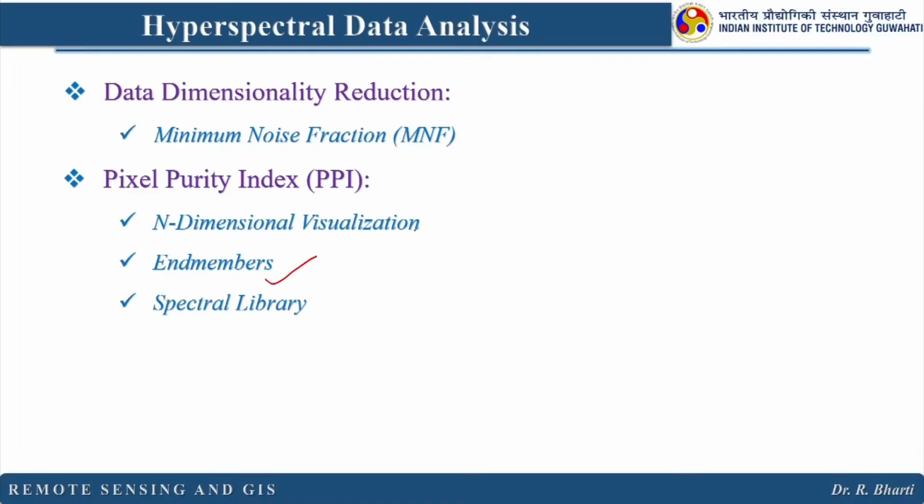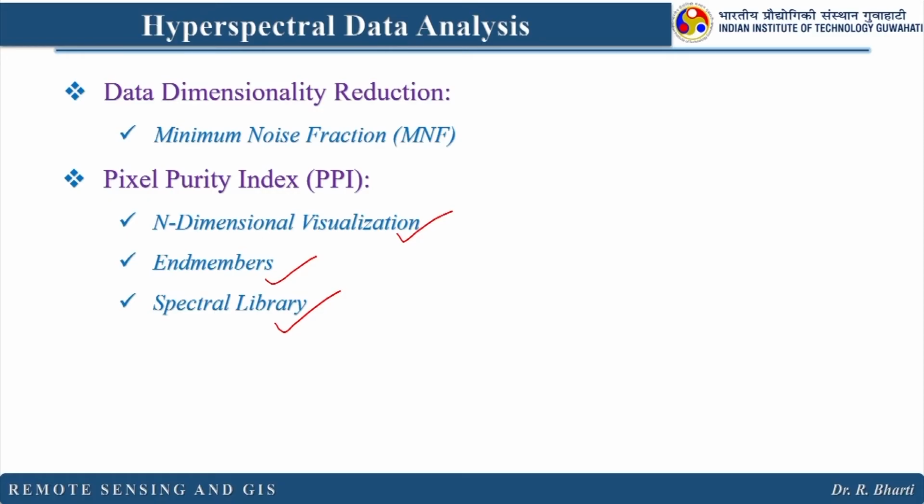From the previous slide I have taken this data dimensionality reduction. Here we have the minimum noise fraction method, and when we talk about pixel purity index, why do we do that? We do that to derive the end members. So first we will visualize this in n-dimensional space and then we will generate the spectral library, right.